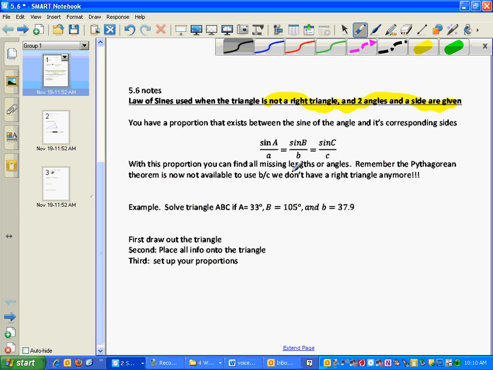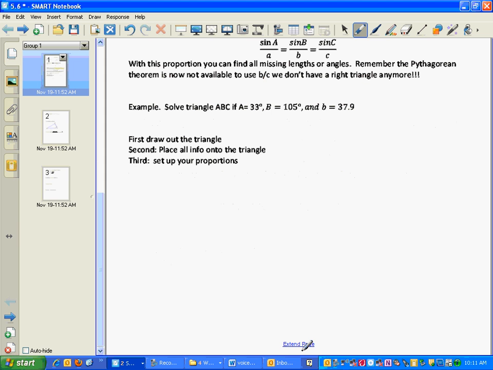The Pythagorean theorem is only good for a right triangle, so we can't use the Pythagorean theorem anymore. So the first thing I want you to do when you're looking at these examples is actually draw the triangle out with all the information that's given. So on this first one, we're going to not draw a right triangle. We're going to label it A, B, and C.